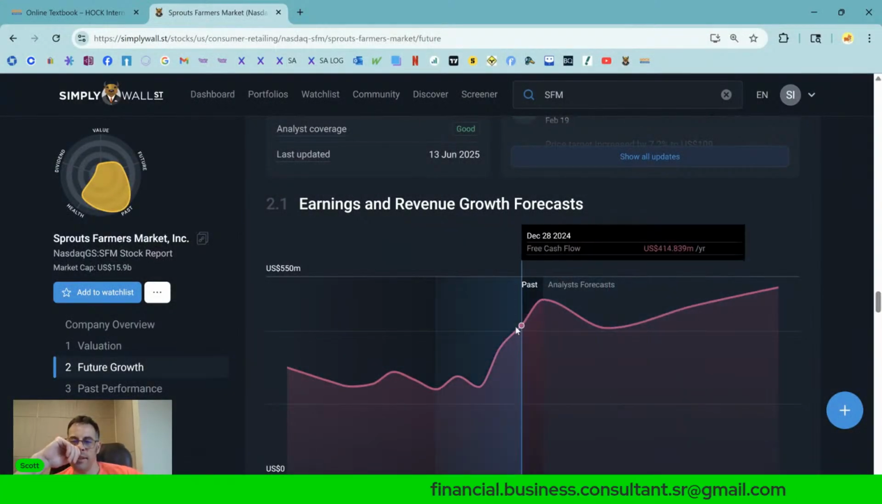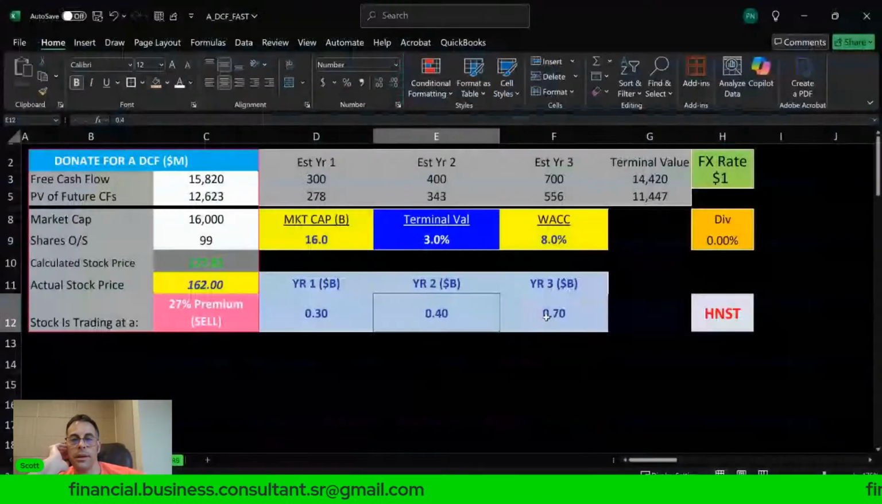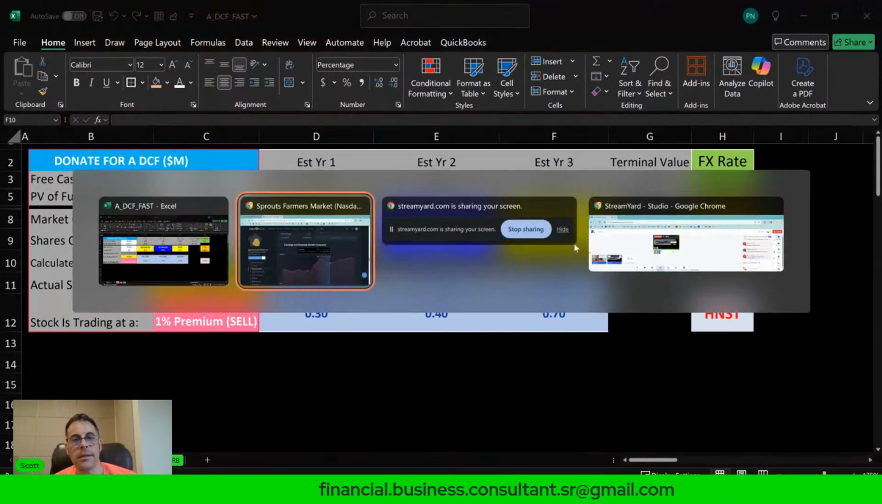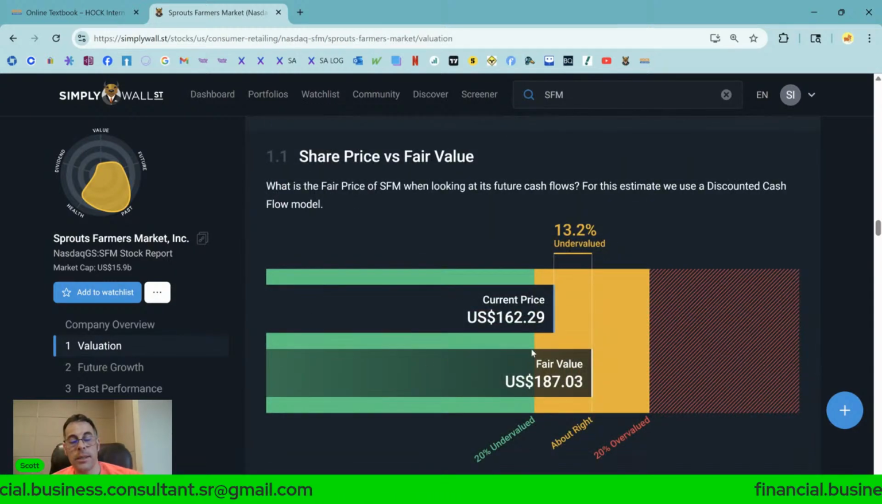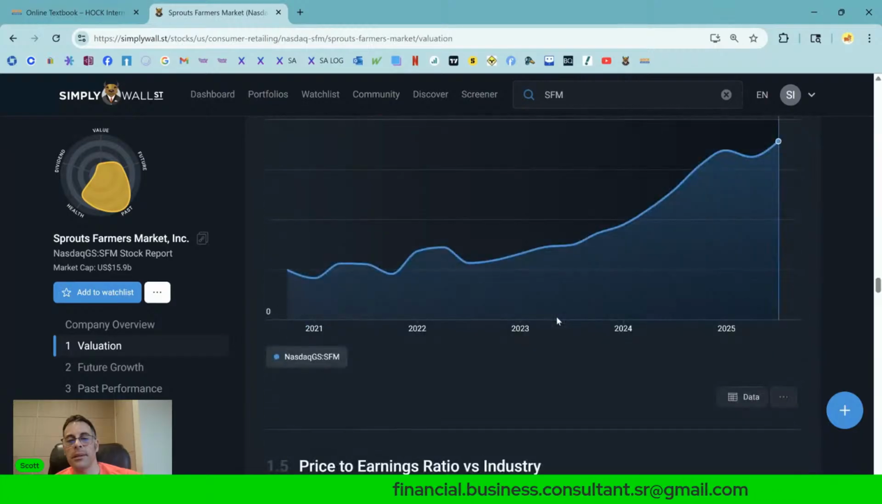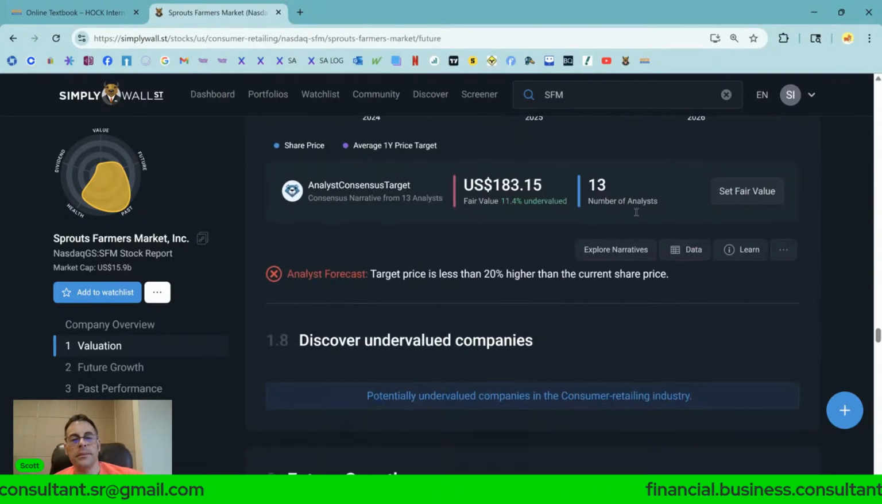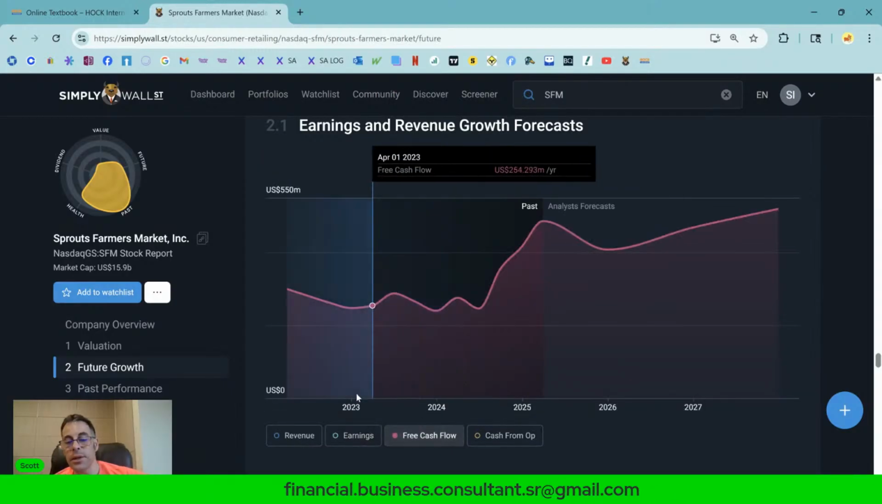I'm trying to. So C is really overvalued. No matter what I do, it's overvalued. I guess I could lower the whack a little. But yeah, it seems pretty overvalued. Simply Wall Street's not saying that. They're at 187. 13 analysts at 183. So maybe I'm wrong. But the financials look really good.